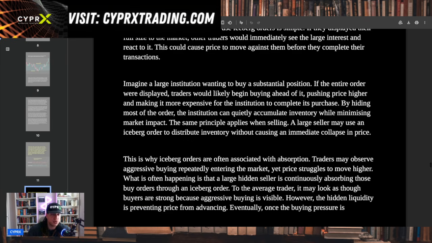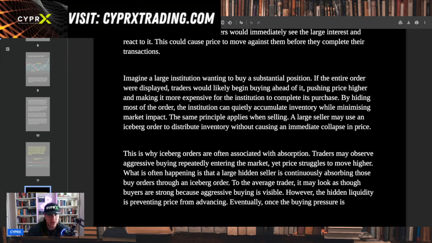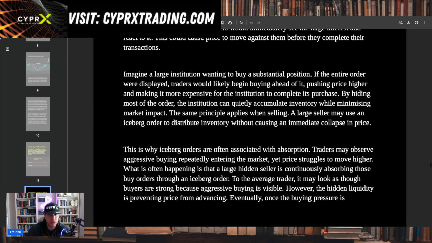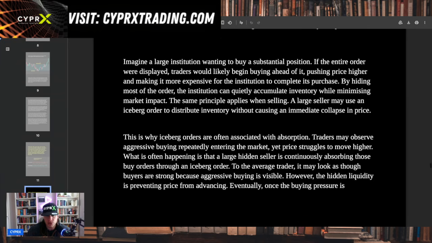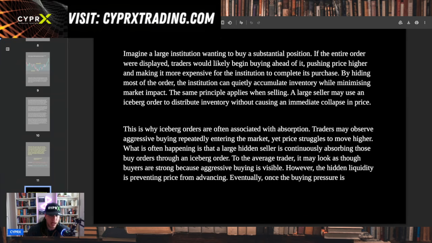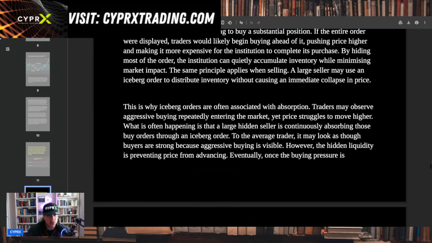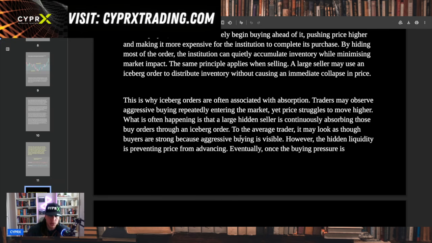Imagine a large institution wanting to buy a substantial position. If the entire order were displayed, traders would likely begin buying ahead of it, pushing price higher and making it more expensive for the institution to complete its purchase. By hiding most of the order, the institution can quietly accumulate inventory while minimizing market impact. The same principle applies when selling. A large seller may use an iceberg order to distribute inventory without causing an immediate collapse in price. This is why iceberg orders are often associated with absorption. Traders may observe aggressive buying repeatedly entering the market, yet price struggles to move higher.